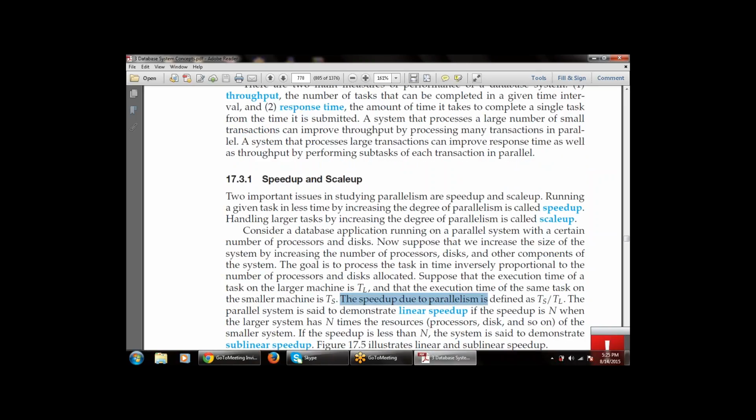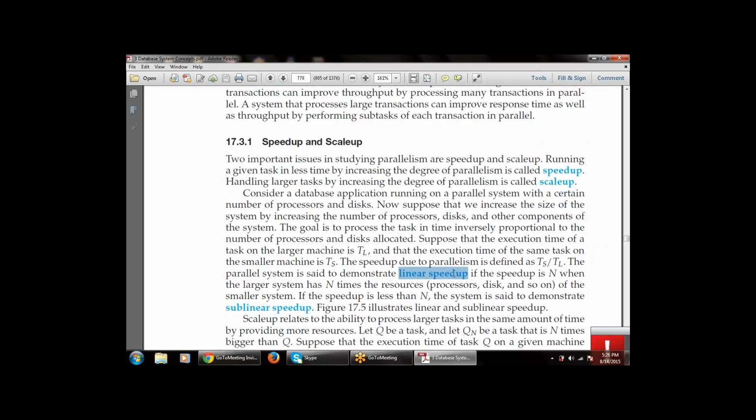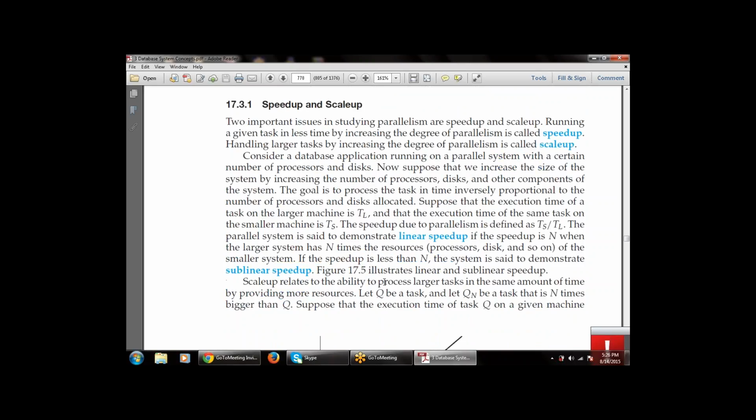The speed up due to the parallelism is defined as TS divided by TL. And the parallel system is said to demonstrate linear speed up if the speed up is n when the larger system has n number of resources.